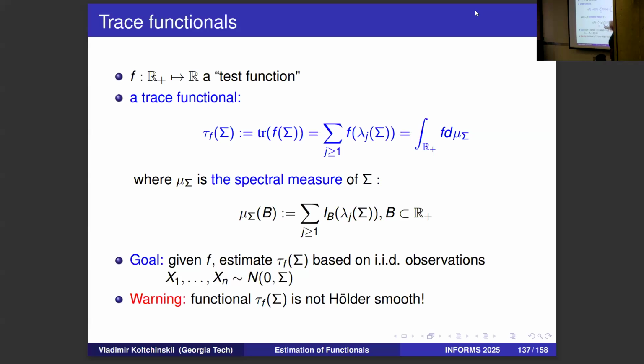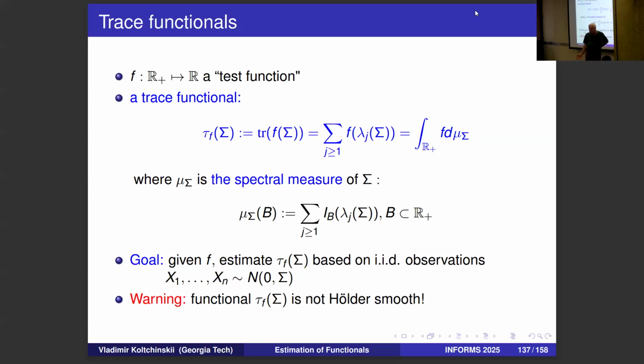Okay, so this is a kind of counting measure on the set of eigenvalues of sigma. These are important functionals in many problems, and one would want to estimate this for a given smooth function f based on the data, the same way as we just estimated other functionals, or developed methods to estimate other functionals. Now, this functional is not Hölder smooth in the sense that we discussed.